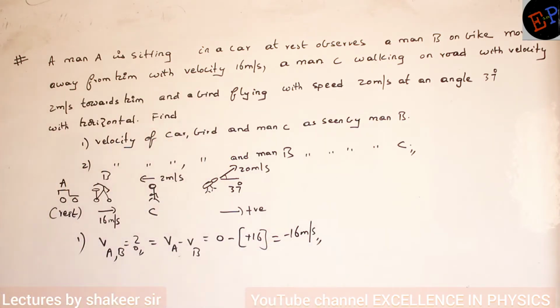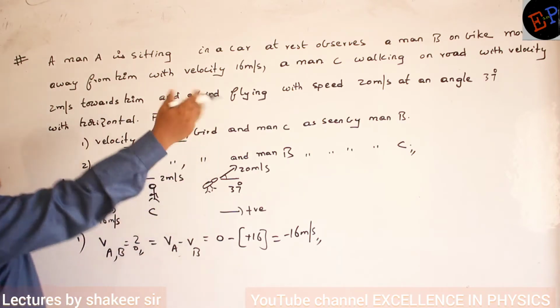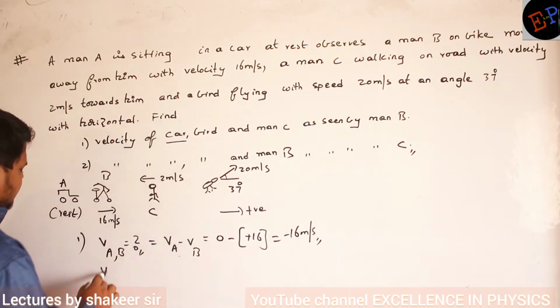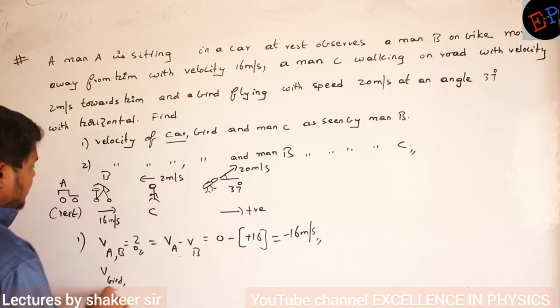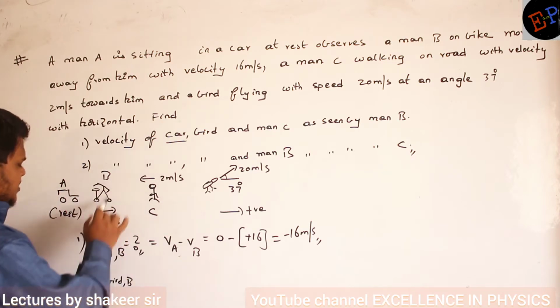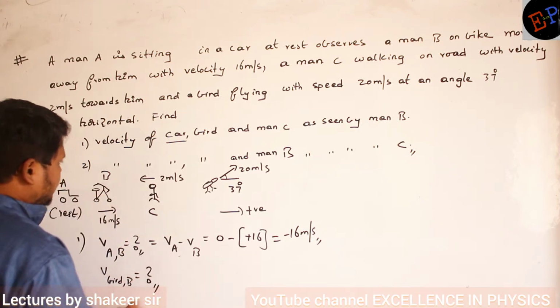What is meant by minus 16? To this observer, car A appears to be moving in the backwards direction, that is, in the opposite direction. That's what he will observe. Are you able to understand? So that is my answer for the first one, velocity of car A with respect to man B. Next, what he is asking is the velocity of the bird with respect to this person B. This one I am supposed to calculate.